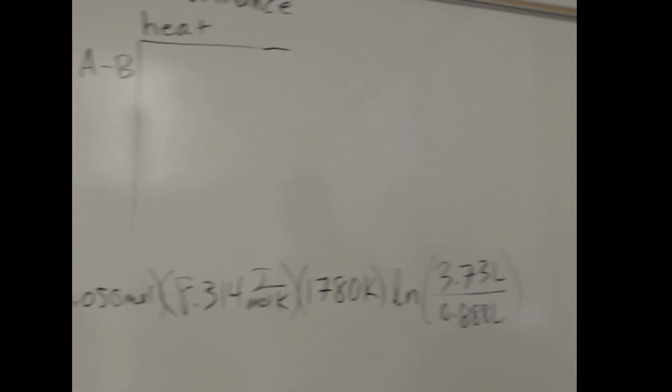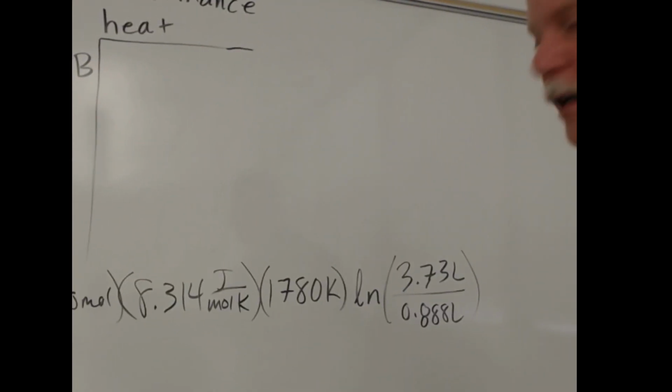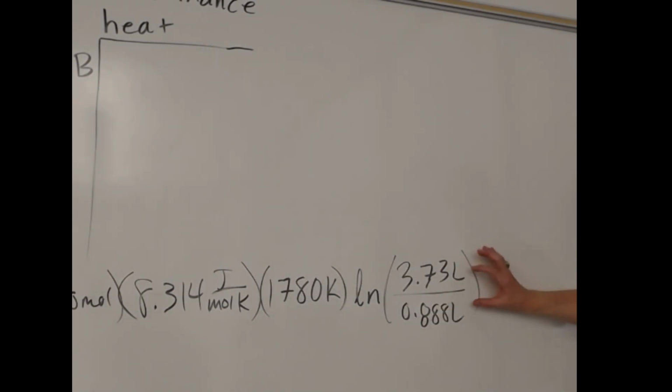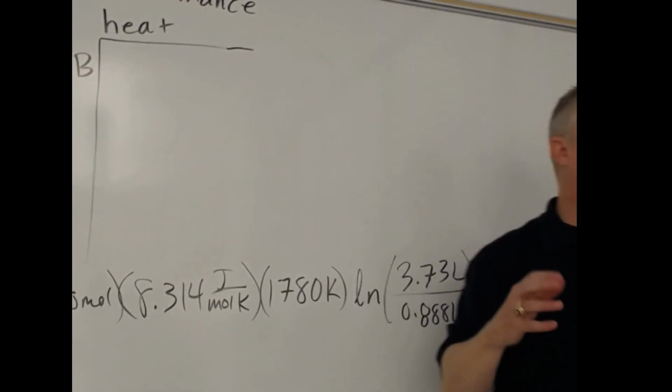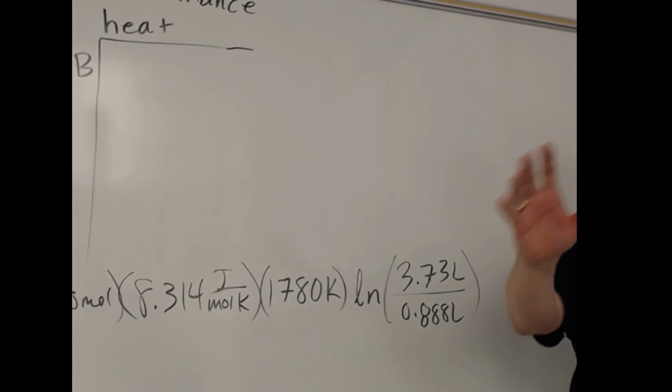Okay, so before we do the calculation, can we just look at this and see? We're going to get a positive log because it's greater than 1. Positive log, and we've got a negative sign here, so it's going to be negative, which is good. The system's doing work on the surroundings. That's a negative work.